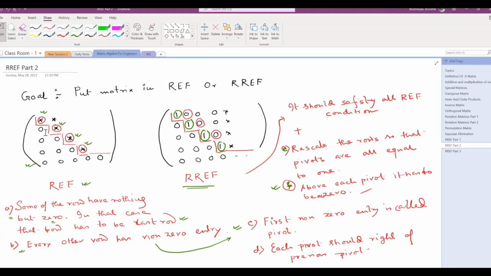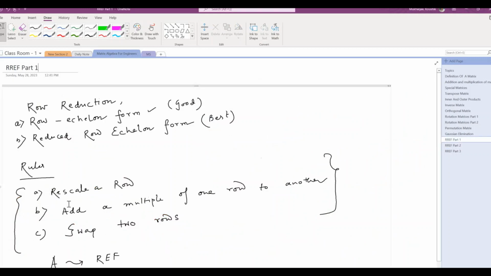Our goal is basically to put a matrix into row echelon form or reduced row echelon form. It's very important to understand what properties it has to satisfy to call it row echelon form. First of all, like in my last class, I already mentioned that you can do this kind of operation: add a multiple of one row to another, rescale a row, swap two rows, all these things are possible.